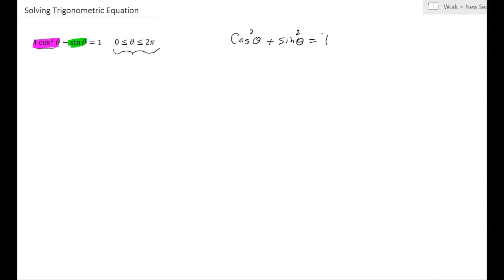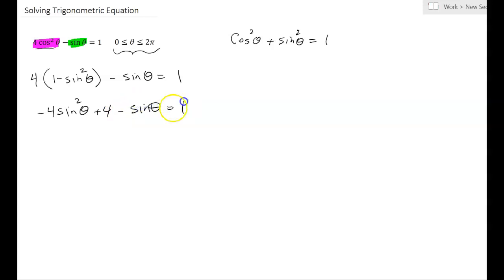All right, so we change the cos² theta to 1 minus sine² theta, and once we replace that, you notice that the equation now is all in terms of sine. We're going to go through and do the multiplication. I'm going to rearrange this right away. So this is minus 4 sine² theta plus 4 minus sine theta equals 1.